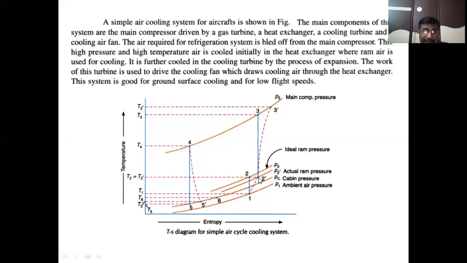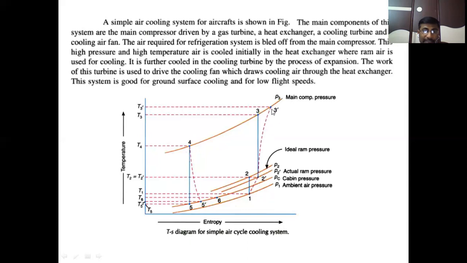From there itself, the air enters the main compressor. In the main compressor, the compression process takes place from the actual ram pressure to the main compressor pressure P3. 2 dash to 3 is the isentropic compression in the compressor. 2 dash to 3 dash is the actual compression in the compressor. This actual process should be considered whenever the compressor efficiency is less than 100%. 2 dash to 3 is the ideal process, and 1, 2, 3, 4, 5 is the ideal cycle. 1, 2 dash, 3 dash, 4, 5 dash, 6 is the actual cycle.